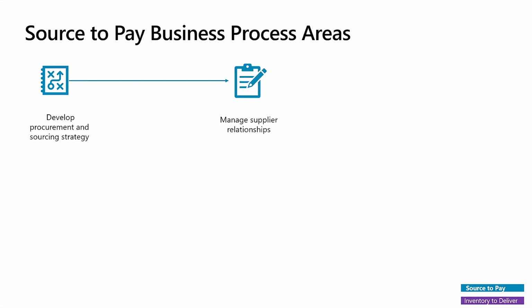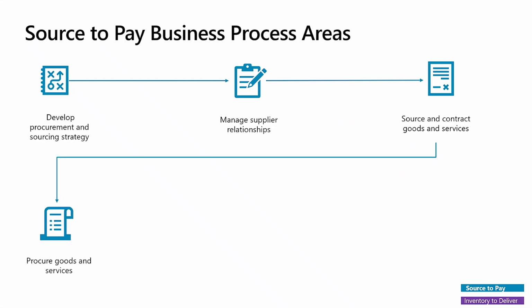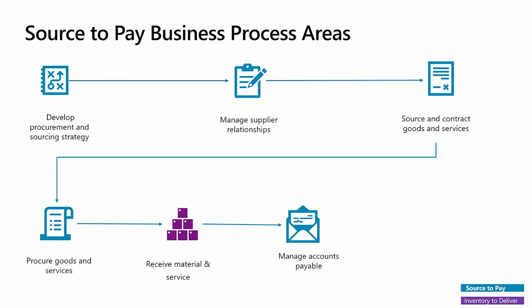The process aims to optimize efficiency, accuracy, and transparency of the sourcing and procurement cycle, improving cash flow and vendor relationship. Source to pay includes develop procurement and sourcing strategy, manage supplier relationships, source and contract goods and services, procure goods and services, receive material and services, manage accounts payable, and finally, analyze procurement and sourcing.